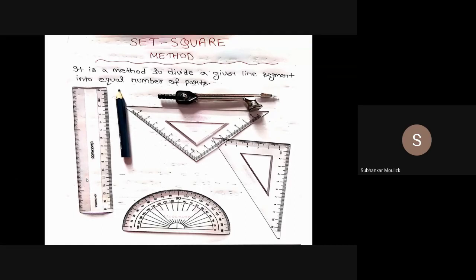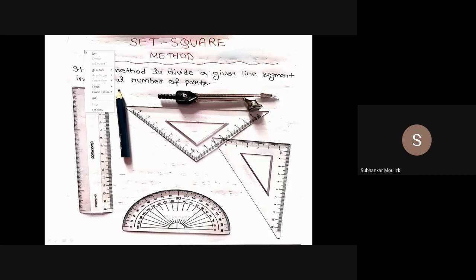This method is applicable in almost all the assignments. So before starting the assignment, let us understand what this method is all about, because we will require it to draw the drawings in all the assignments. The name of this method is the set square method. As the name itself suggests, in this method we will be using both set squares to do something.